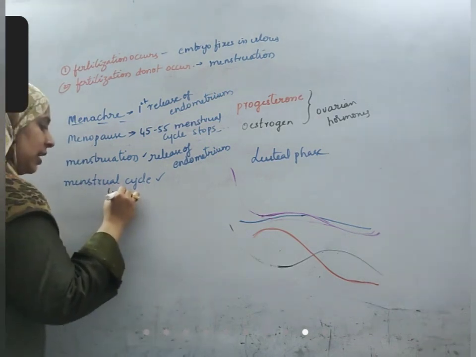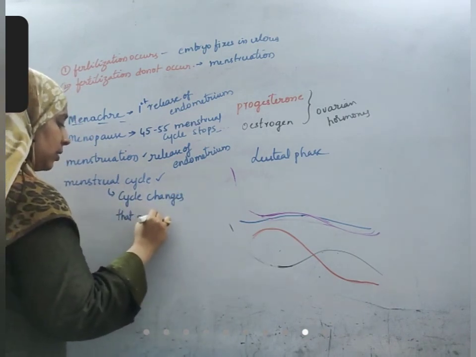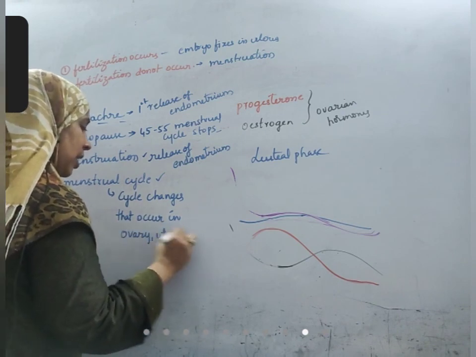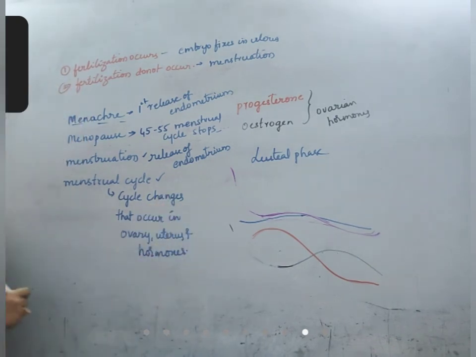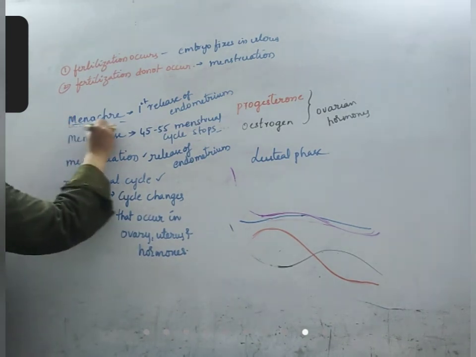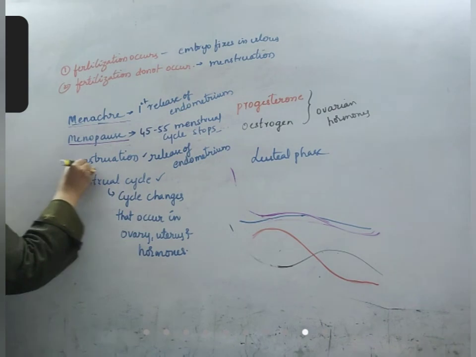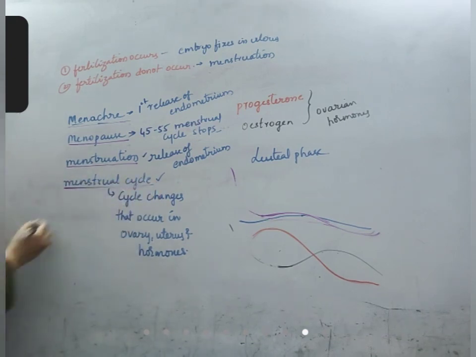Okay. The menstrual cycle is the cyclic changes that occur in the ovary, uterus and hormones. So those four terms you should not confuse. Menarche is the first release of endometrium. Menopause is the end of the menstrual cycle. Menstruation is the monthly release of endometrium, that means once in 28 days. The menstrual cycle is the cyclic changes that occur in the ovary, uterus and hormones. Okay children.